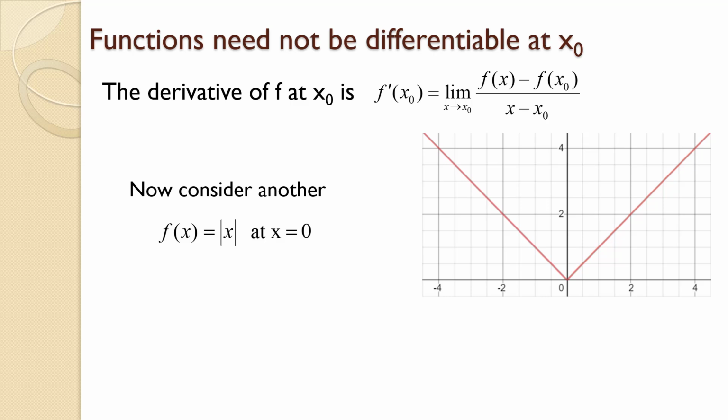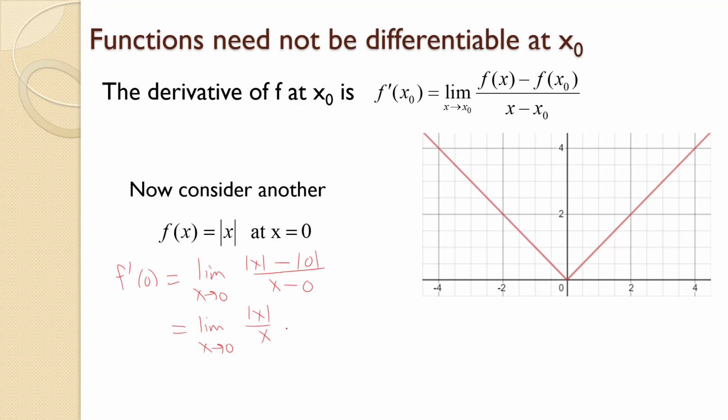So if I wanted to know, is the function f of x equal to the absolute value of x differentiable at 0? We can just check the limit. So f prime of 0, if it's going to exist, must be the limit as x approaches 0 of f of x, being the absolute value of x, minus the value of the function at 0, all over x minus 0. So you recognize that as the limit as x approaches 0 of the absolute value of x over x.